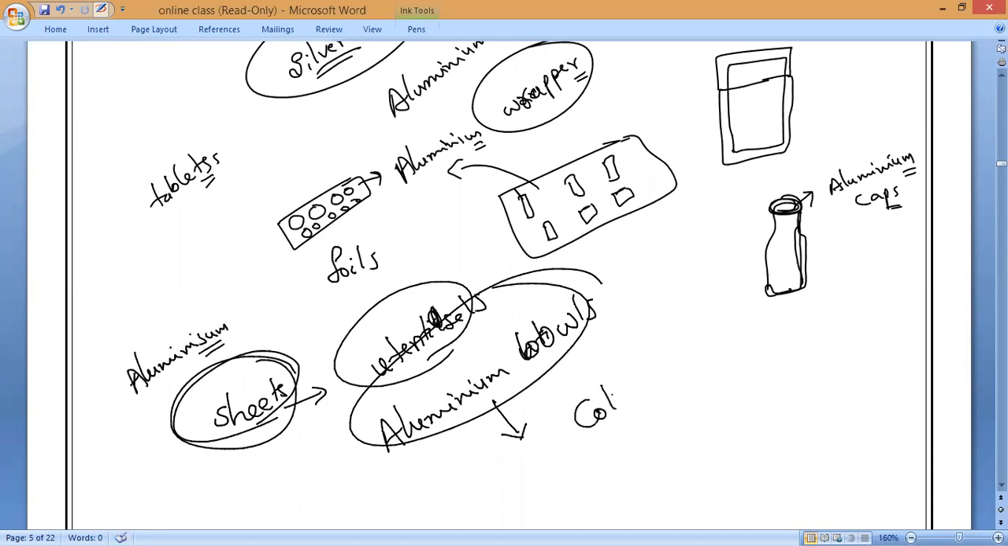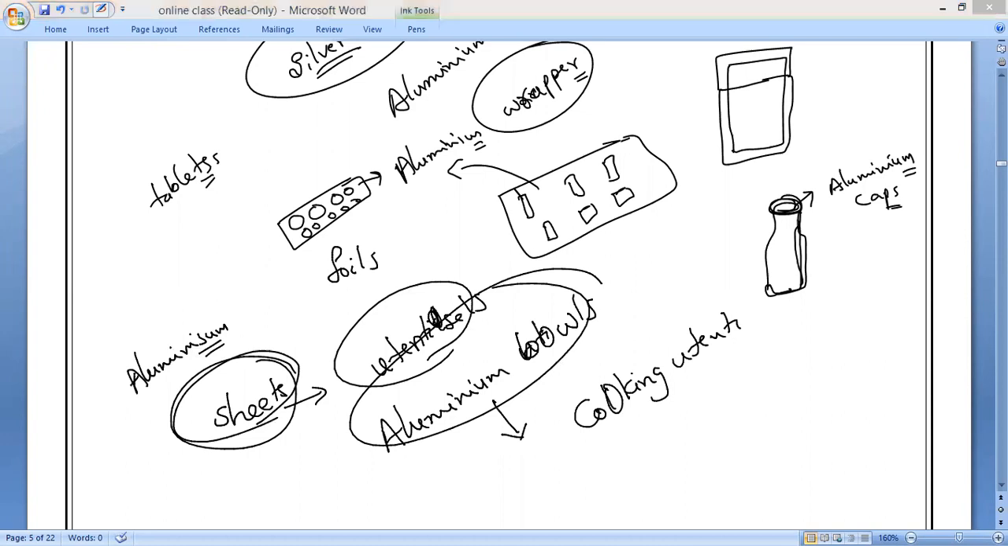Please remember, for cooking purposes, cooking utensils, we'll use this one. Okay, everyone? The single point I'm stressing this much is because you have to study very clearly. So, cooking utensils will use what? Aluminum sheets. And in the same way you can see copper metal.